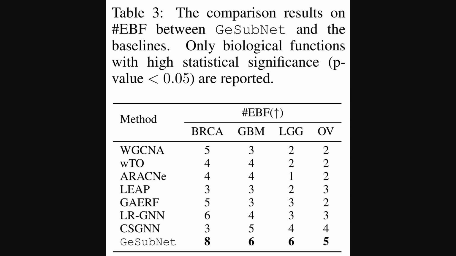Building on those unique biological functions we saw in the Venn diagrams, this next table, Table 3, actually counts them up. It shows the number of enriched biological functions, EBF, identified by each method with high statistical significance. Well, you can see GeSubNet consistently finds the highest number across all cancers. For instance, 8 in BRCA. This really backs up the idea that its generated networks capture significantly more functional diversity and biological relevance.